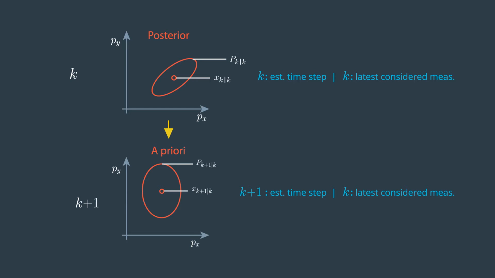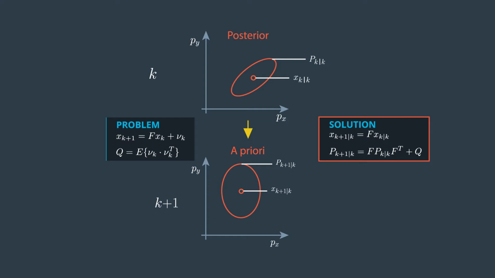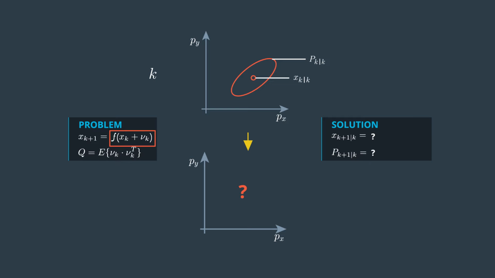If the process model is linear, the prediction problem looks like this. Here, Q is the covariance matrix of the process noise. We can use the Kalman filter to solve this linear prediction problem. How does this case look if the process model is nonlinear? Then the prediction is defined by a nonlinear function f, as we've just derived it for the CTRV model. Predicting with a nonlinear function provides a distribution which is generally not normally distributed anymore.